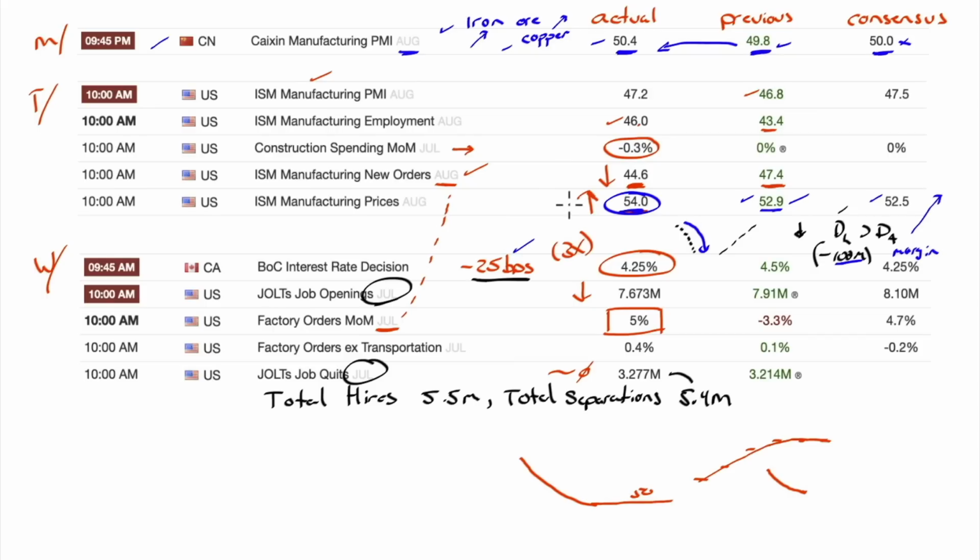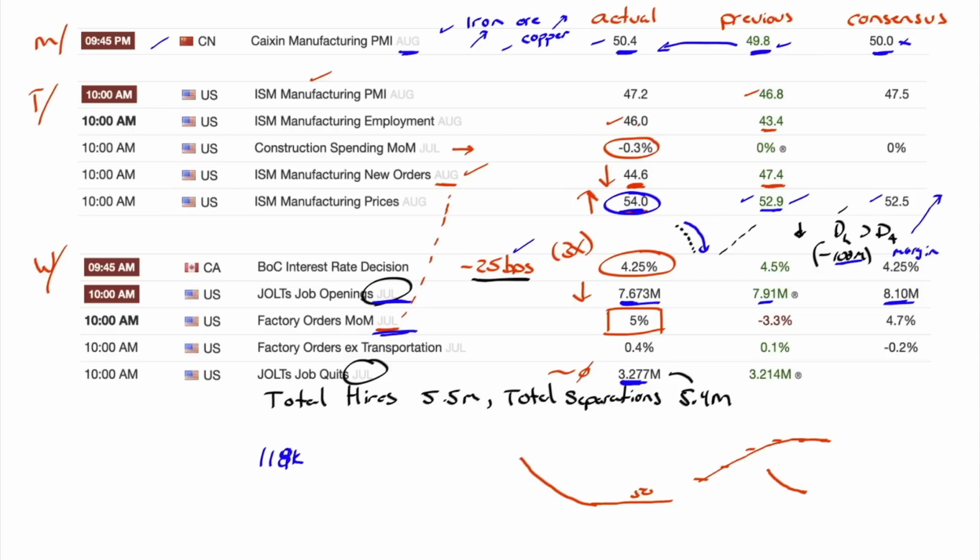The JOLTS are a bit dated. This is for July. So what we see in JOLTS should back up what we saw in the jobs report in August. We saw 114,000 or 118,000. So we should see a difference of that. The job openings 7.6 million, down from 7.9 million. The expectation of the consensus was 8.1, so that's a nice drop down. The quits rate, I shouldn't say a rate, the quits level, 3.2 million.